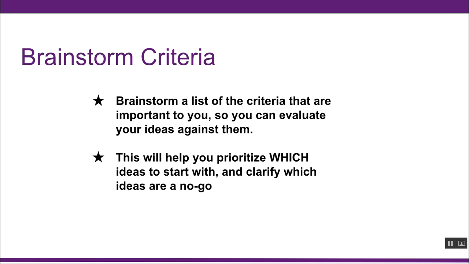Now this is going to help you prioritize which ideas to start with, and also it's going to clarify which ideas are a no-go for this vacation. It will also help you prioritize, from those 10 ideas that are vacation experience choices, maybe the first, second, and third options. So it's not just about identifying one idea, but maybe identifying ideas for a couple of future vacations as well.